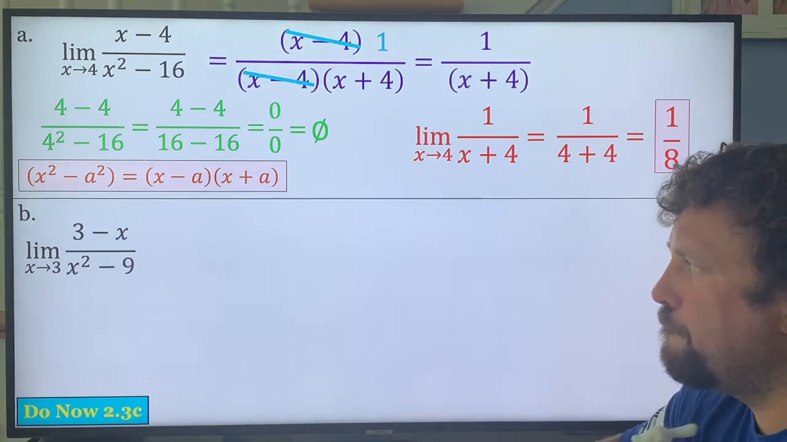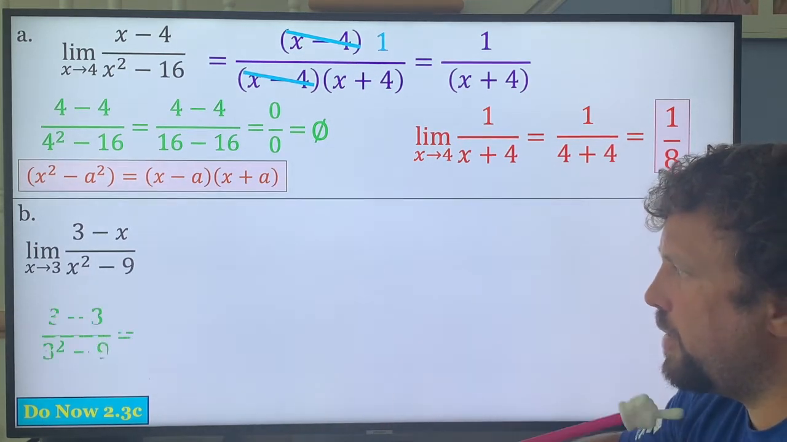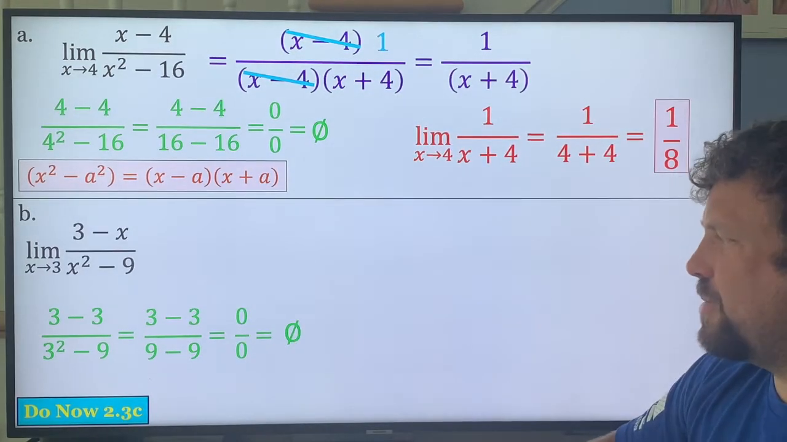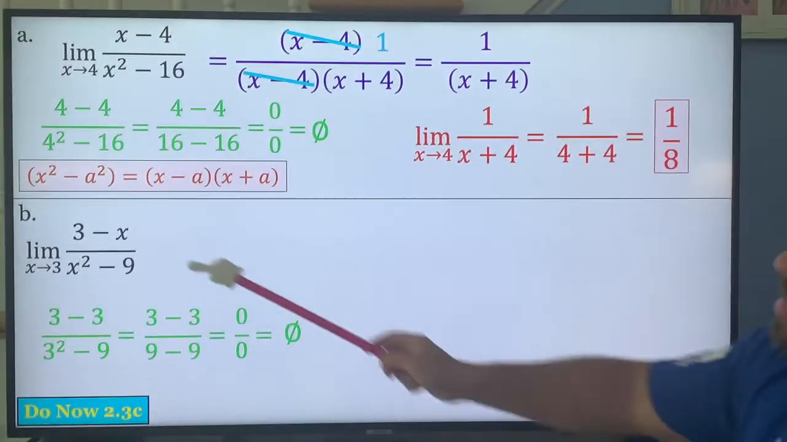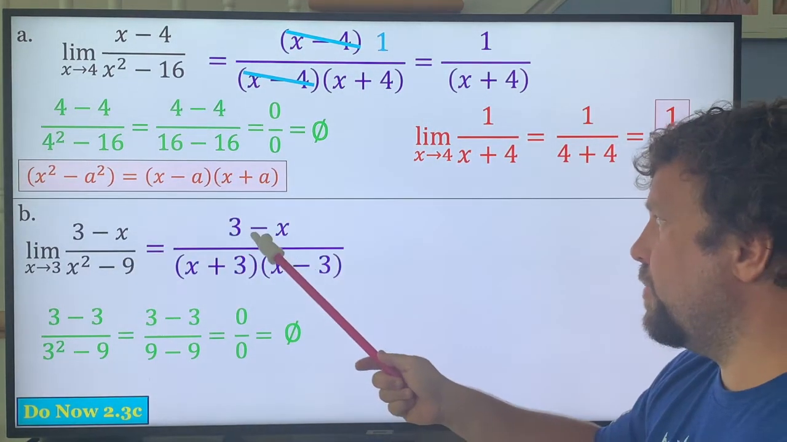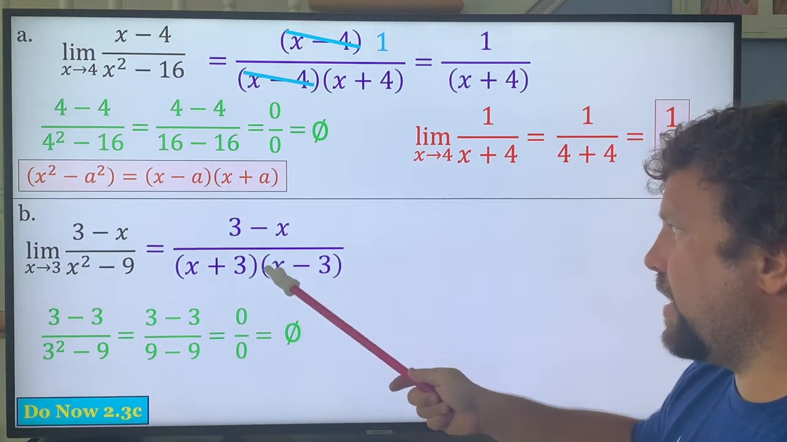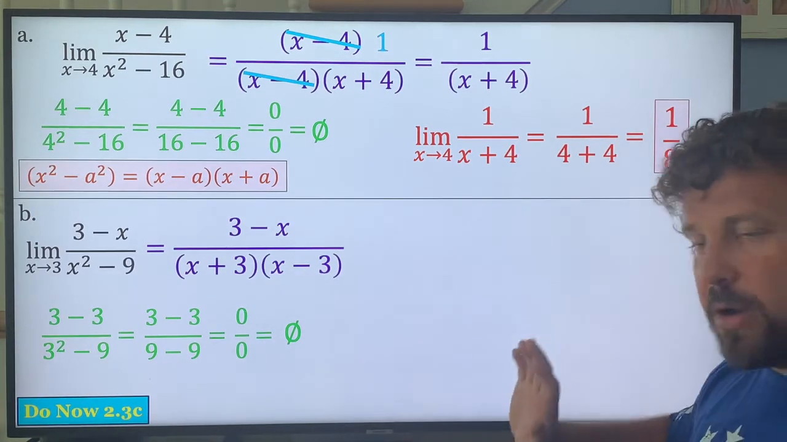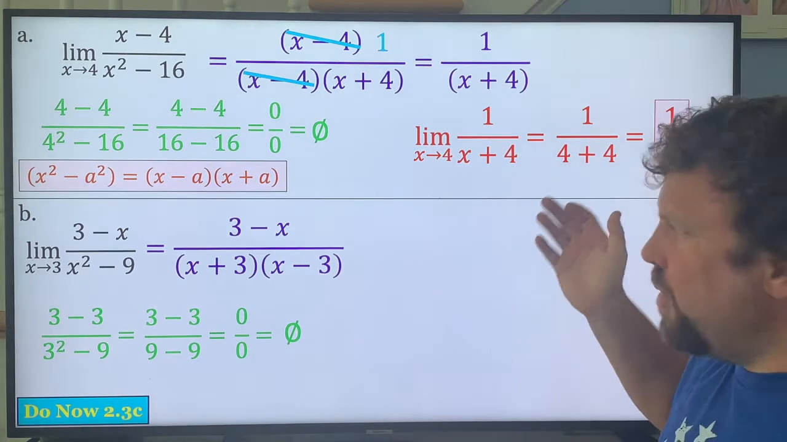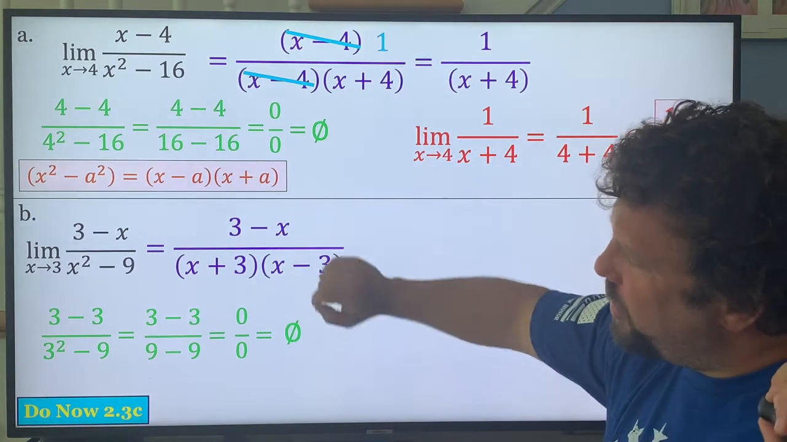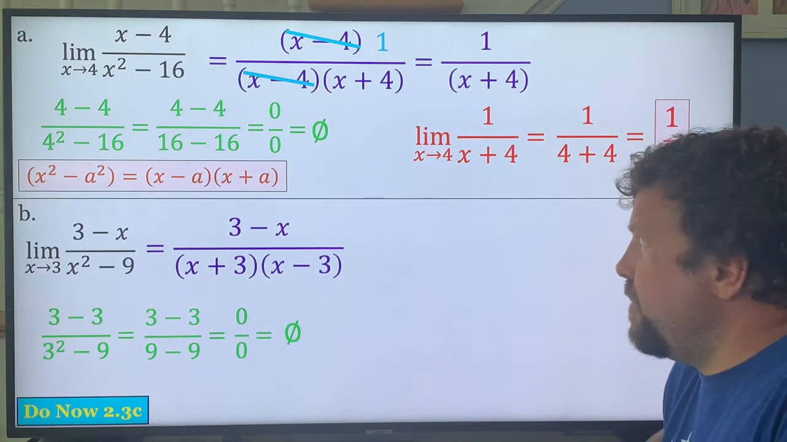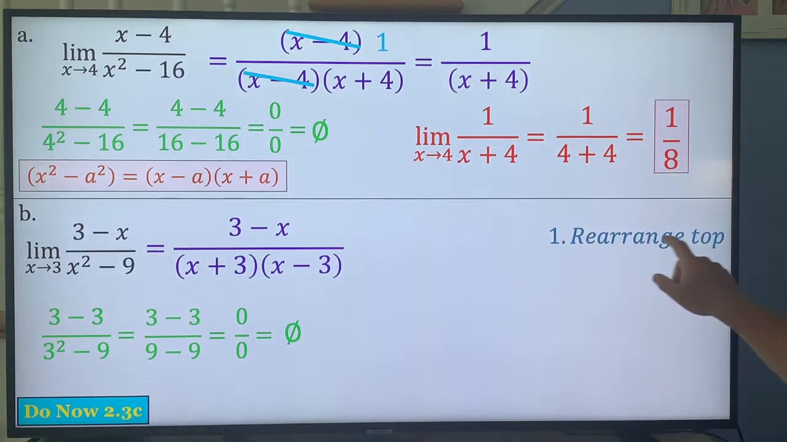What do you do? Plug in your 3 and see if it solves. 0 over 0. Isn't that weird? Undefined. Can't factor, but you can factor. This one's a little tricky. 3 minus x over x plus 3, x minus 3. Now, right off the bat, none of these are the same. So am I done? No. What can I take out of the numerator to make it the same as one of the denominators? Anyone? I could rearrange the top.